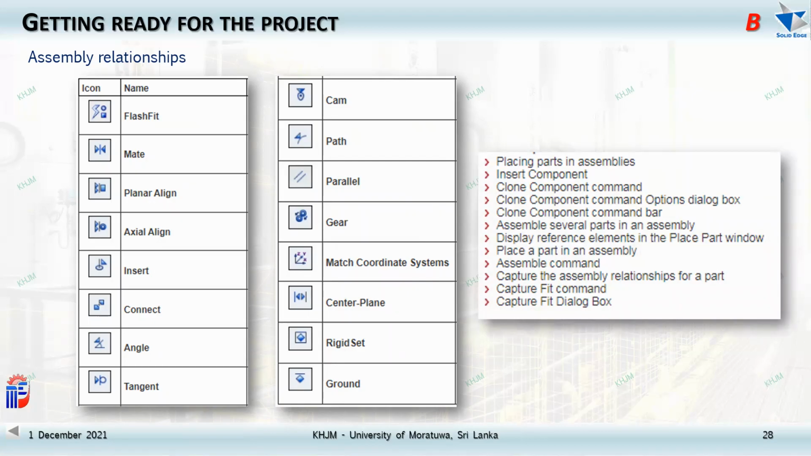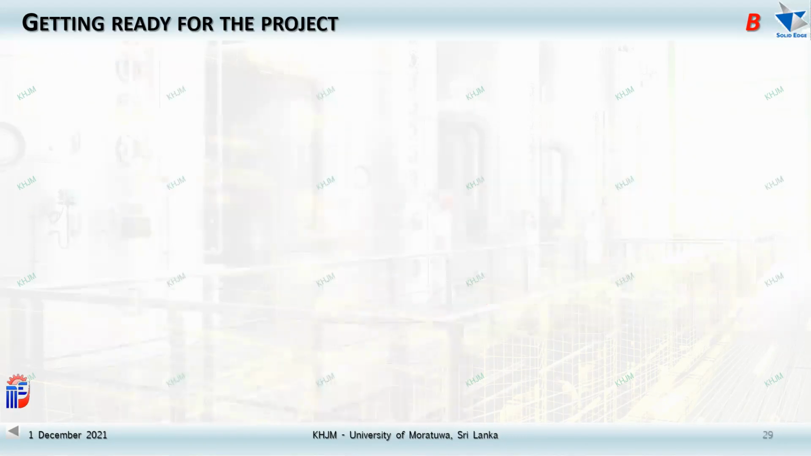So these relationships you can use, and if you see the help file, you can access all these things. How do you place parts in the assembly? How do you insert a component within the part? You can create cloning components, right? All these things are there. You can just try the most basic, and then when you have a requirement, then you can go and try.